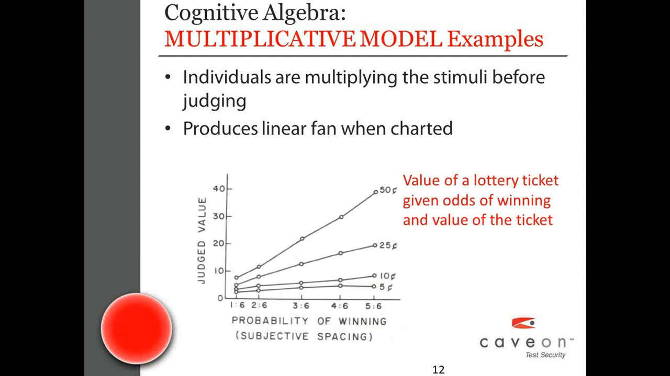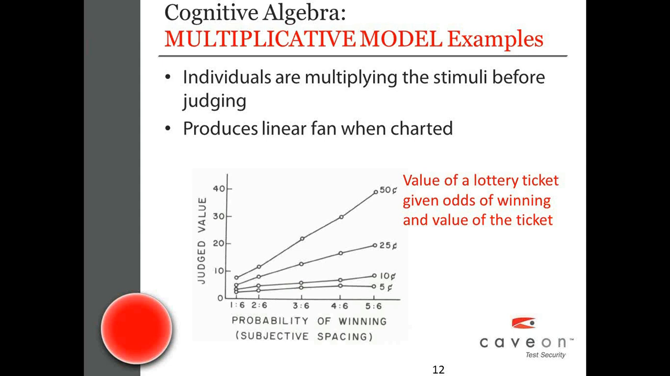So these are people judging the value of a lottery ticket, and they're given the odds of winning and the value of the ticket. If you look at the bottom left part of the chart, you see that when the odds are really low, one chance out of 6 in winning, then the judged value of the lottery ticket is almost the same regardless of the actual value of the lottery ticket.